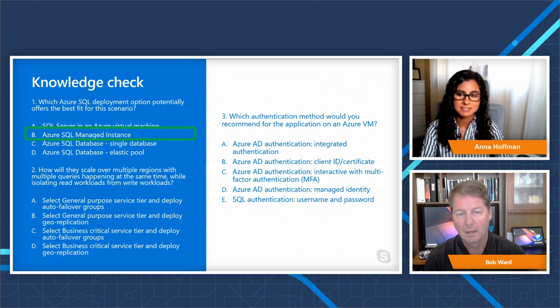That's good. Number 2, interesting one, right? Let's do some other eliminations here. We know we have to use managed instance, right? So geo-replication falls off already. Remember, we just said that, right? You can only do auto failover groups with managed instance. Is that correct, Anna? I think we said that. Yep. So we got to take out B and we got to take out D.